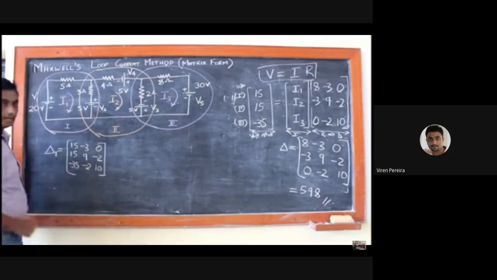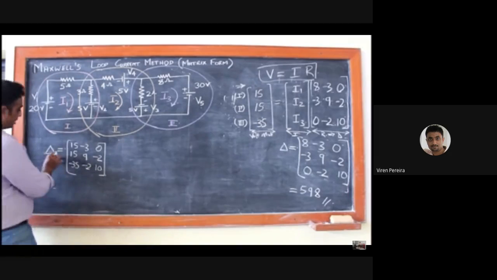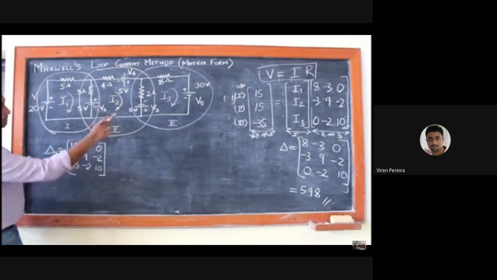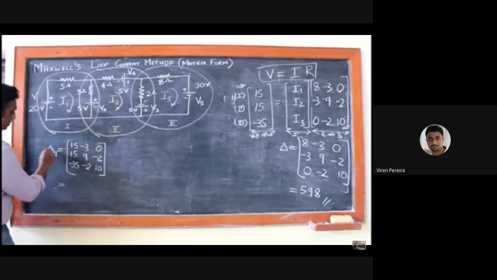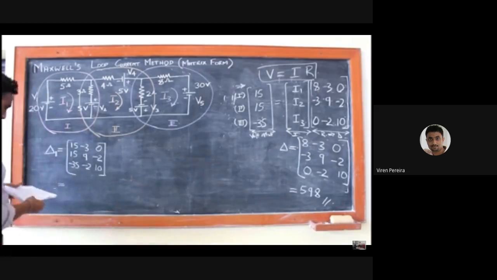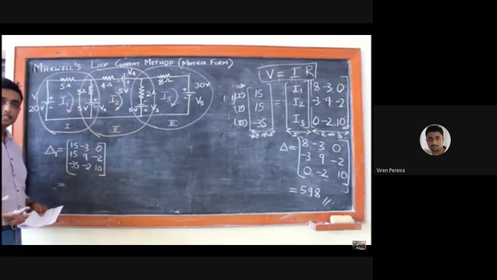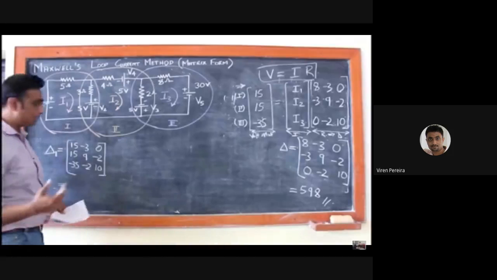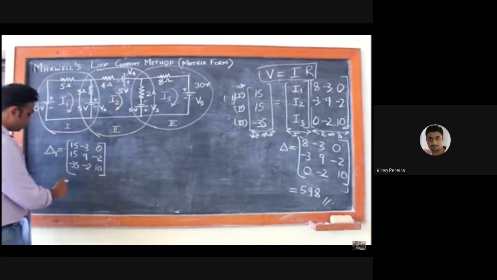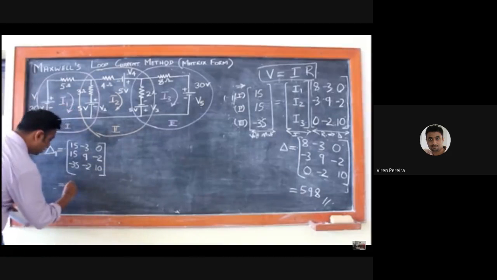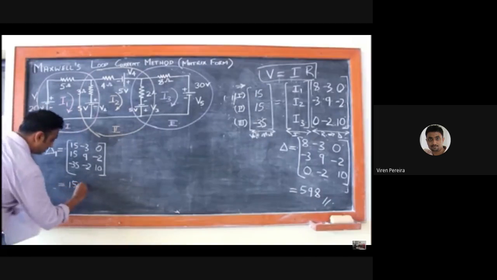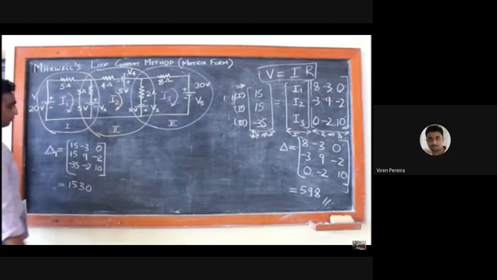So this is my delta 1. Delta 1 will be 15, minus 35, minus 3, 9, minus 2, 0, minus 2, 10. So I already replaced this first column. Again, I'll find out the determinant of delta 1. The determinant can be found very easily using your Casio FX991ES or ES plus. I go to the matrix mode, insert these values, and I'll get the value as 1530, which is the determinant of delta 1.